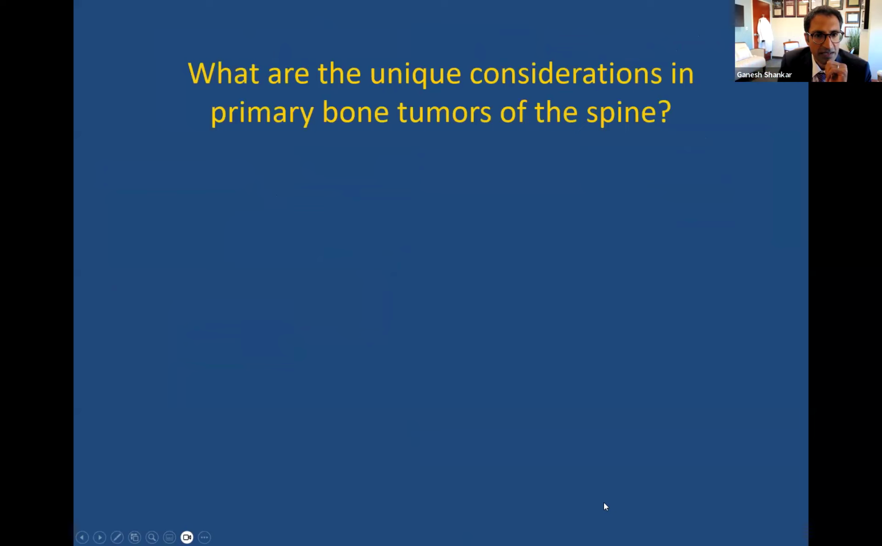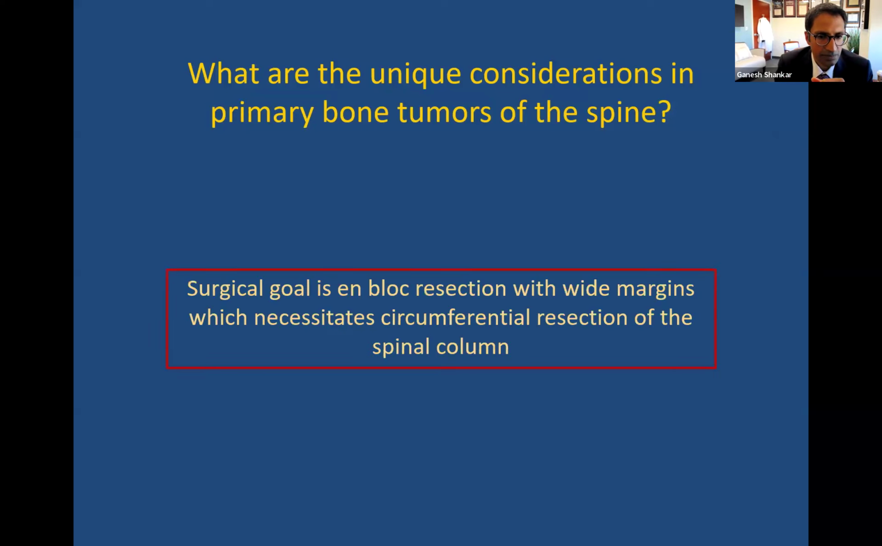But then I'm going to just switch the topic a little bit, because I think this concept of how to get a spinal column to fuse when there is a much more circumferential resection of bone is actually very important, especially when it comes to primary bone tumors, where the oncologic goal is ultimately to obtain an en-bloc resection with wide margins, which necessitates the circumferential resection of the spinal column.